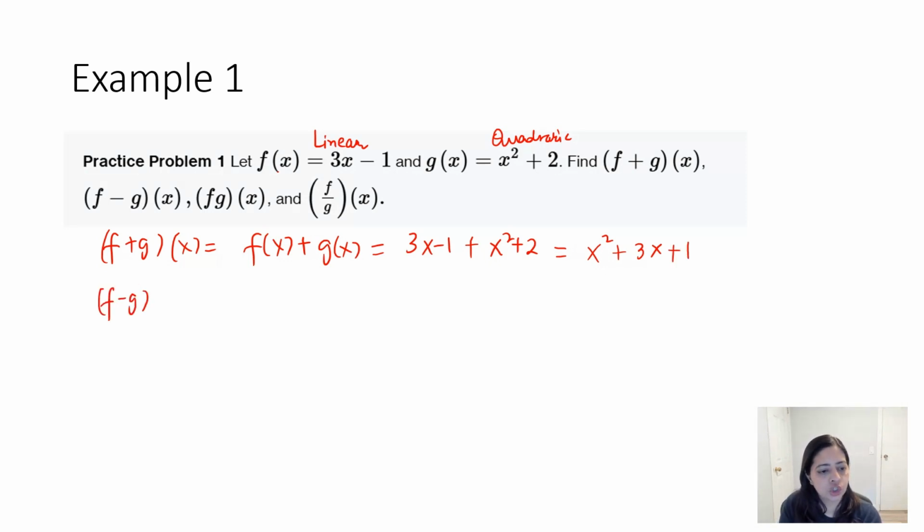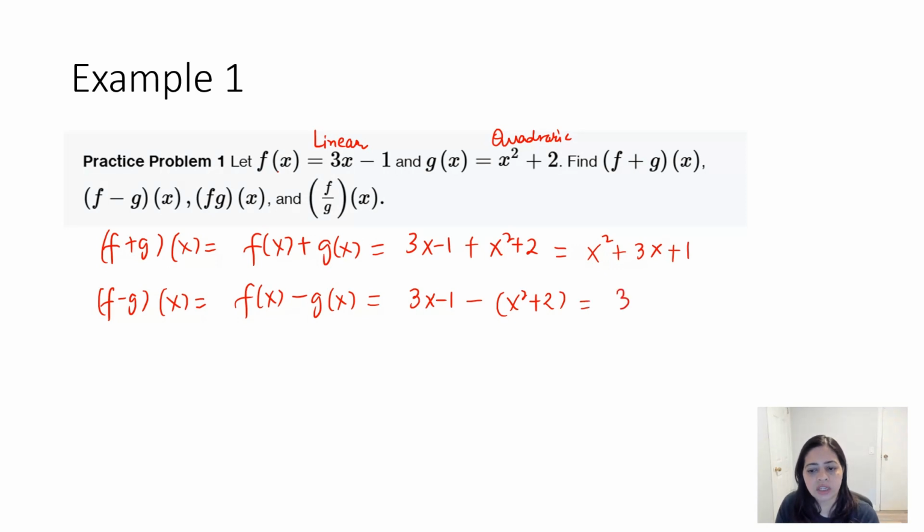Then (f minus g)(x) is f(x) minus g(x). f(x) is 3x minus 1, g(x) is x squared plus 2. So now you do the subtraction, signs change, minus x squared plus 3x minus 3. So combining the like terms again. Now, f times g, what would that be?